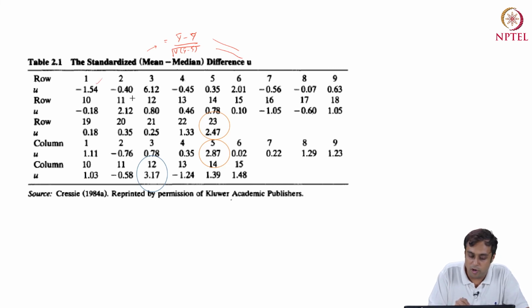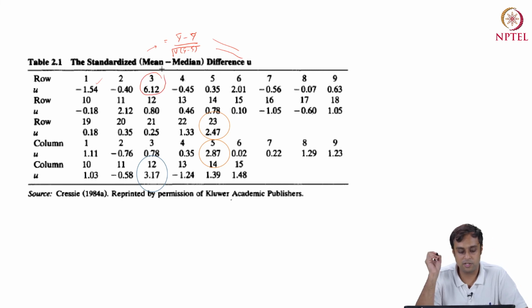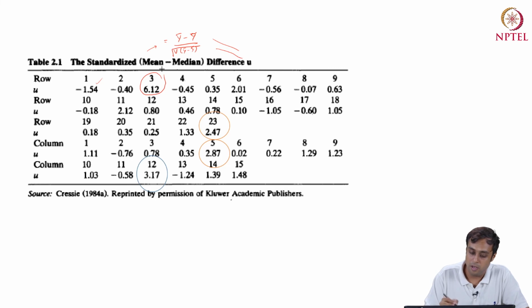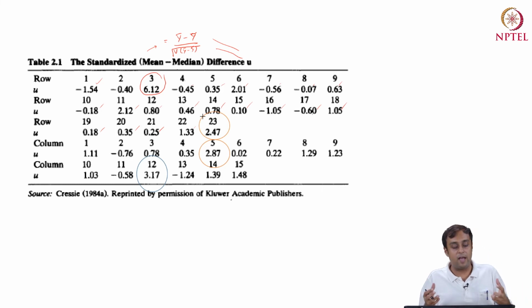0.40, no problem. 6.12, huge problem. We should be extremely worried about this particular row. Minus 0.45, no problem. Minus 0.35, no problem. 2.01, okay. 0.56, 0.07, 0.63, minus 0.18, 2.12, 0.8, 0.46, 0.1, and so on and so forth. So I've just circled the values that I want to be careful about.